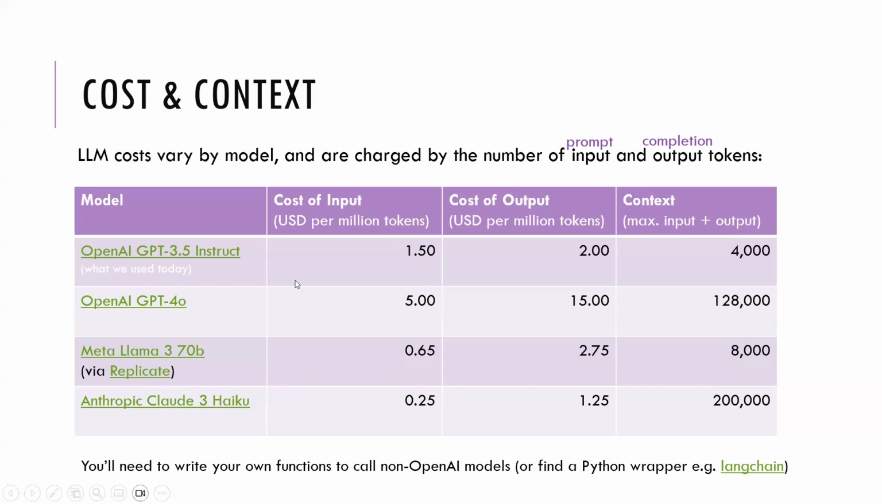But it may vary by model, right? Here you can see the model that we have used is quite cheap. There's the OpenAI GPT-4o model, which is quite a lot more expensive. Then there are other models like Llama and Claude that have different prices. So this is the kind of price we have.